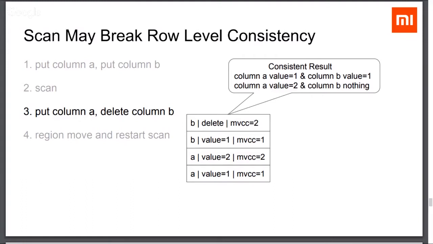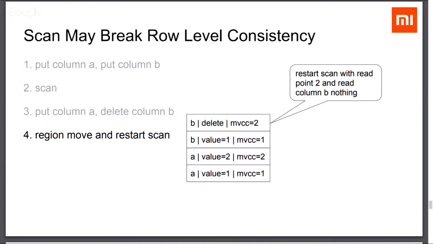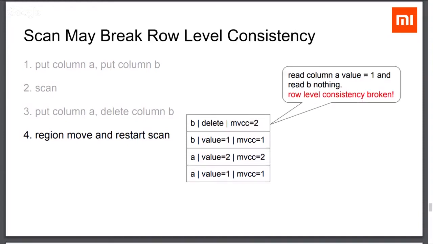Then we put column A with value 2 and delete column B. A consistent result is column A with value 1 and column B with value 1. Or another consistent result is column A with value 2 and column B has nothing. But when the region is moved to a new region server, we may restart the scan from the middle of a row. So the restart scan will be sent to a new region server, and we will use a new read point to read data, and we can't read column B. So from the user's view, it read column A with value 1 and read column B as nothing. This is not a consistent result.